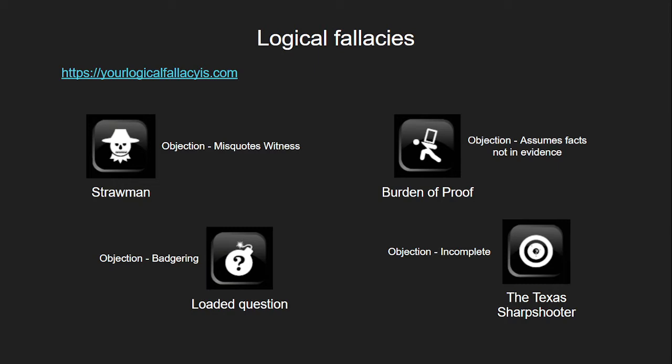So a strawman argument is when you misrepresent the arguments of your opponent in order to have an easier time countering. The burden of proof, as you all know if you're studying law, is the fact that everyone is innocent until proven guilty, at least in court.